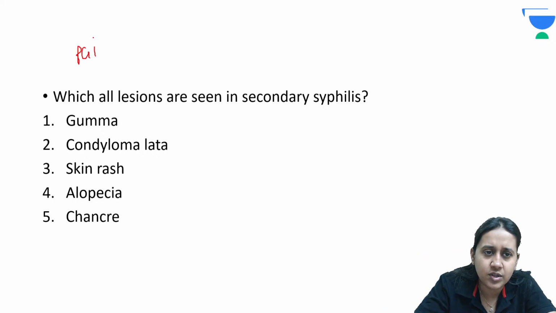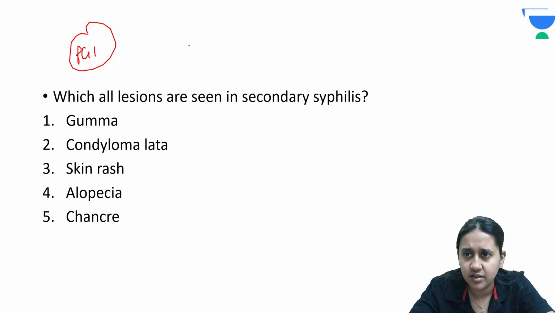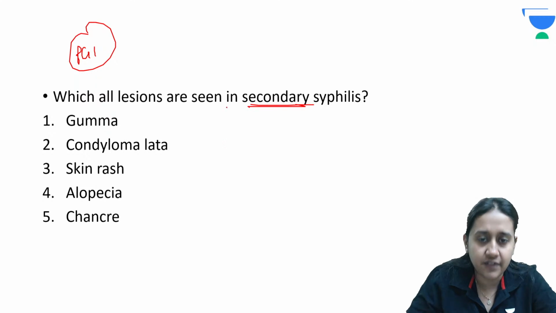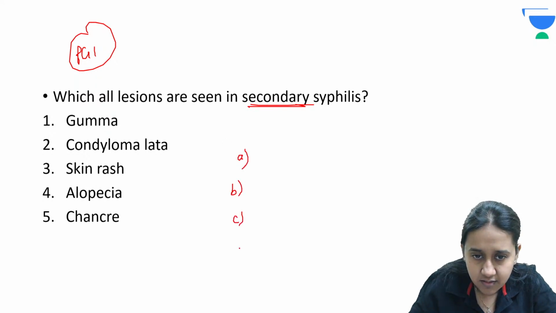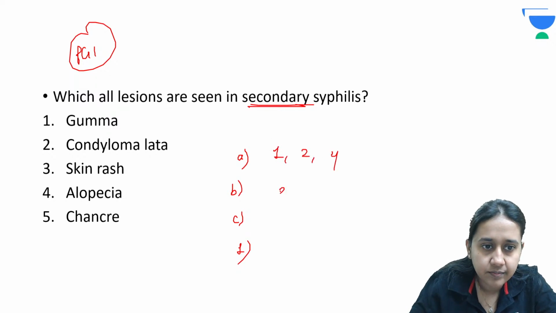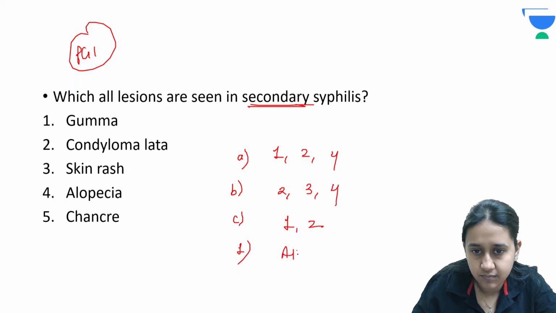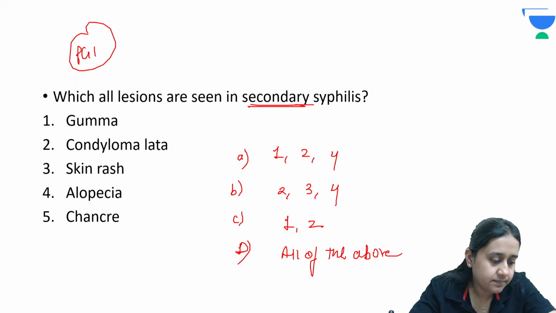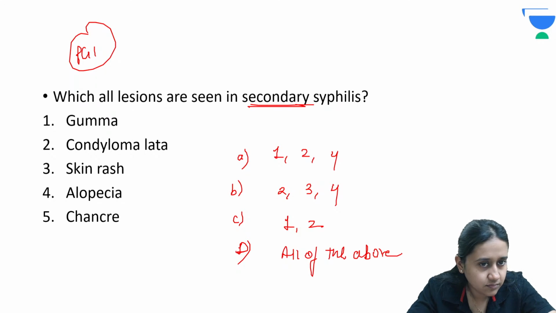That's an old PGI type of question, so I want more than one correct option here. You have more than one correct option, so can you tell me the answer? What all lesions are seen in the patients of secondary syphilis? Now try to answer it here. Tell me which is correct, A, B, C or D?